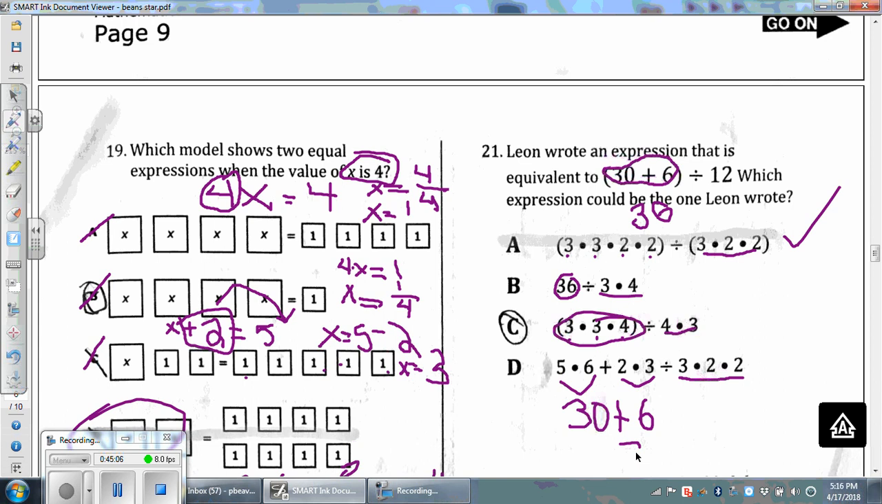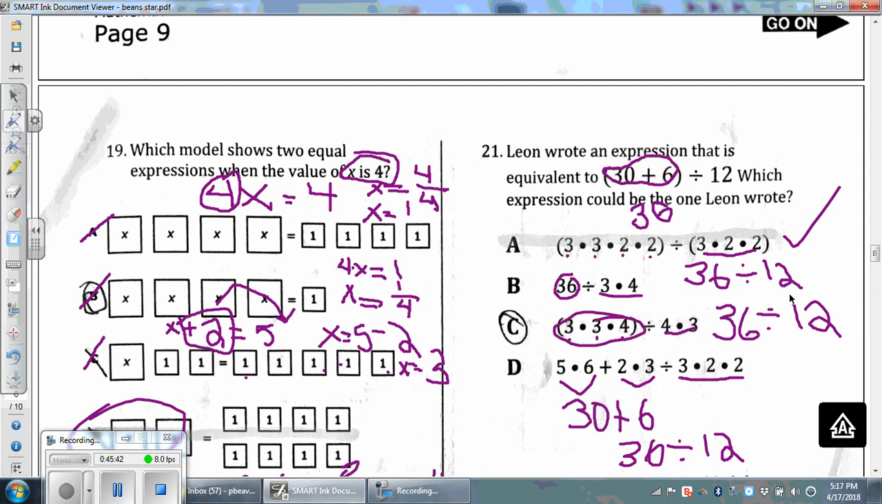Okay, now I'm very confused because this is also equivalent. 36 divided by 12. That's what they all are. Here I also got 9 times 4. 9 times 4 is 36, right? So 36 divided by 12. And here we have 36 divided by 12. And here we also have 36 divided by 12. So right here, I'm just going to say that they're all equivalent.